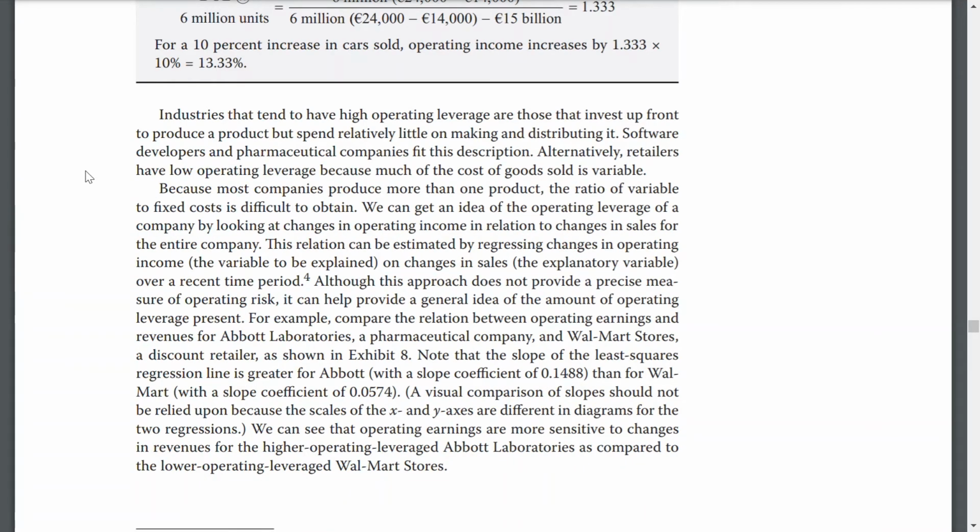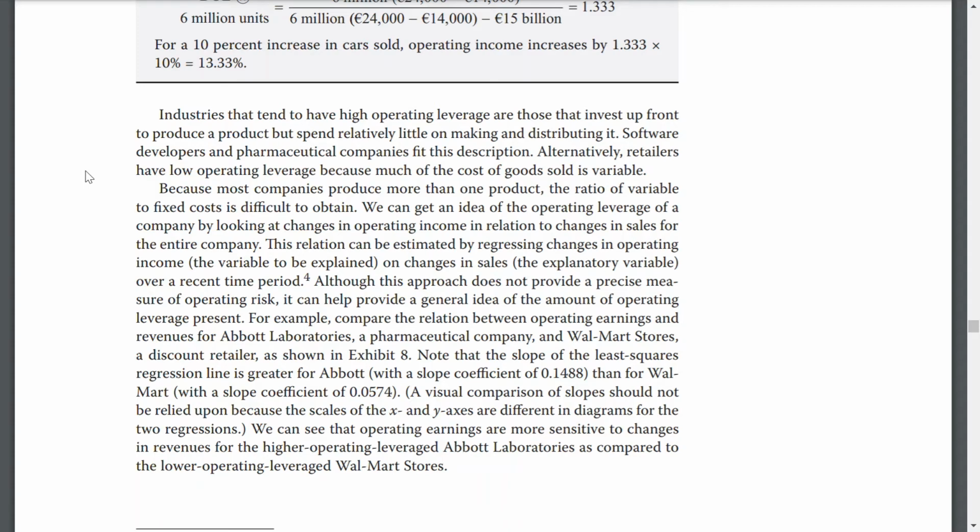Industries that tend to have high operating leverage are those that invest up front to produce a product but spend relatively little on making and distributing it. Software developers and pharmaceutical companies fit the description. Alternatively, retailers have low operating leverage because much of the cost of goods sold is variable. Because most companies produce more than one product, the ratio of variable to fixed cost is difficult to obtain.